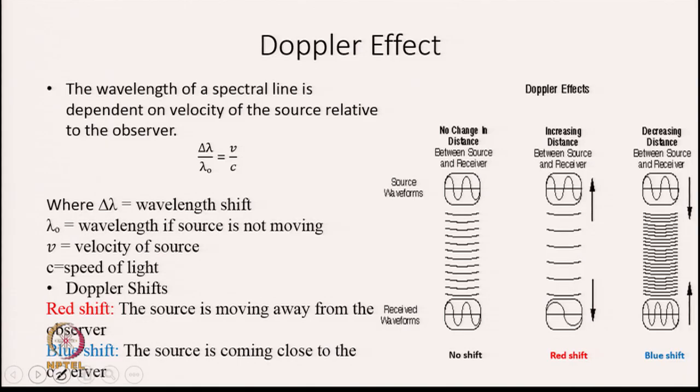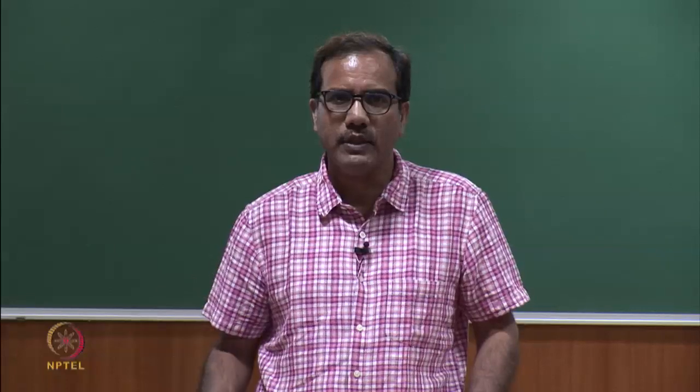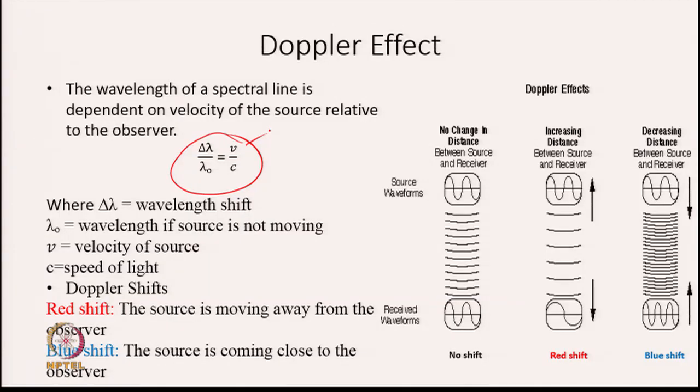Apart from the Heisenberg uncertainty principle, the Doppler effect can also affect the broadening of spectra. So, the wavelength of a spectral line is dependent on the velocity of the source relative to the observer, and the relationship is given here: delta lambda by lambda naught is equal to v by c, where delta lambda is the wavelength shift, or you can say line broadening, and lambda 0 is the wavelength of the source when it is not moving. v is the velocity of the source relative to the observer, and c is the speed of light.